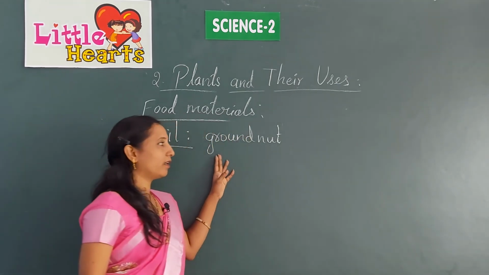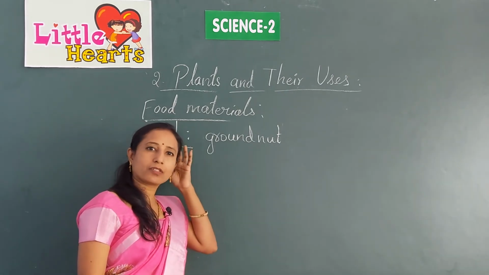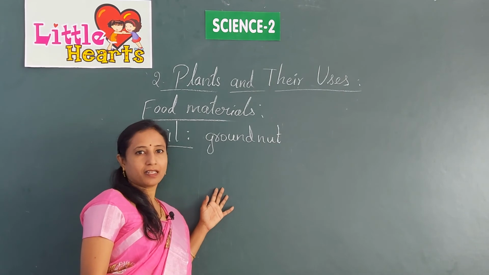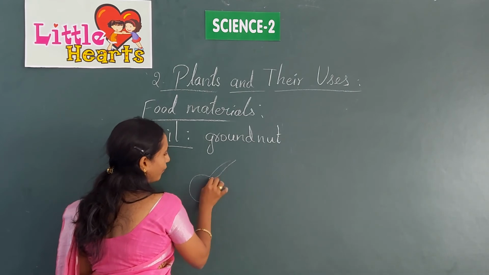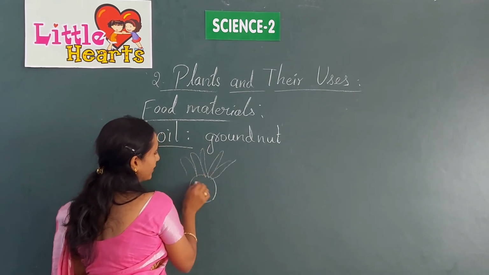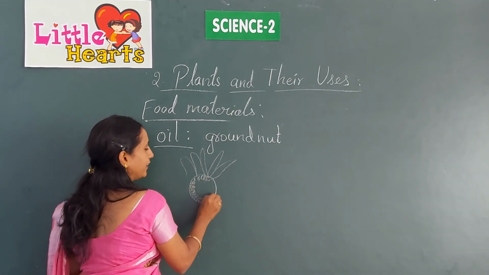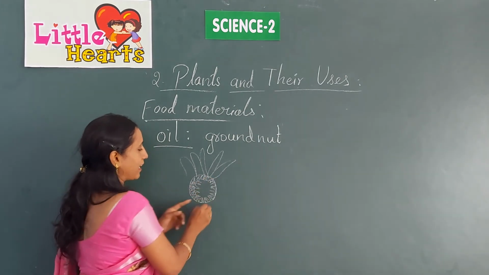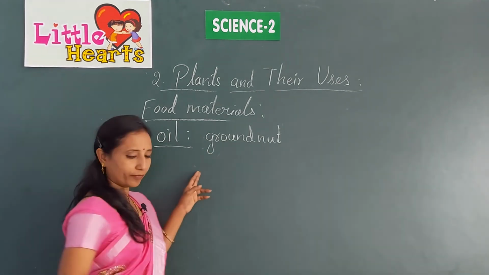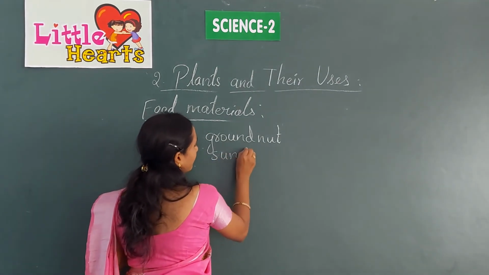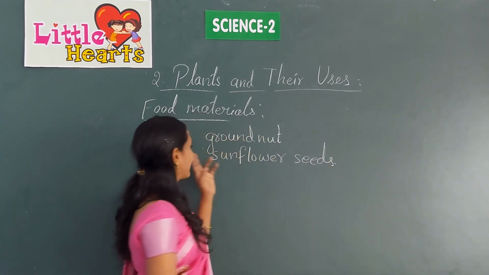Then we get sunflower oil. You may get a doubt, do flowers give us oil? Yes. Sunflower has seeds in the center, where the petals are attached. You can see a brown colored thing in the middle. There are many seeds here in the center. These seeds are dried and then oil is extracted from these seeds. So we get sunflower oil from sunflower seeds.